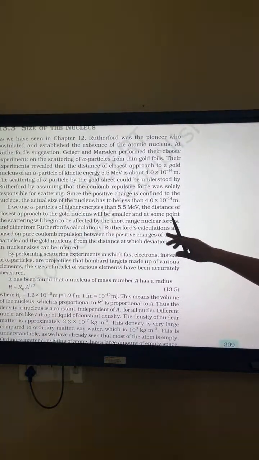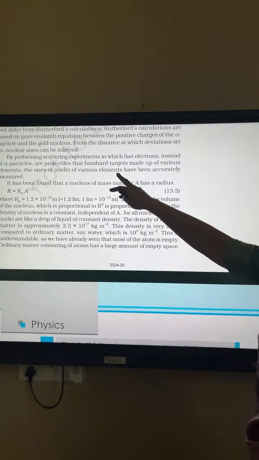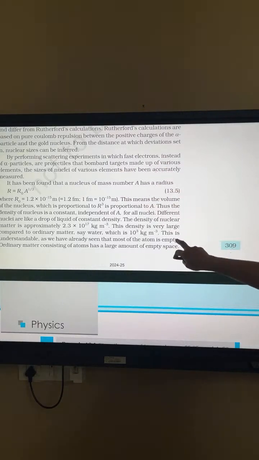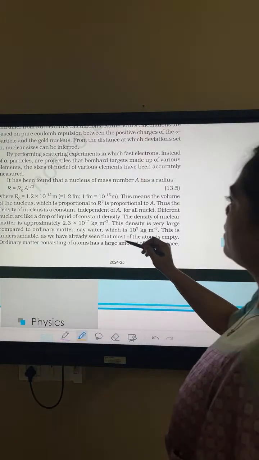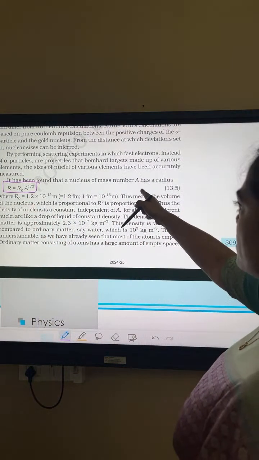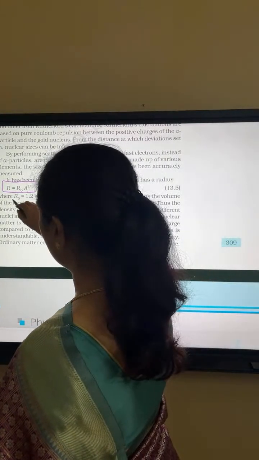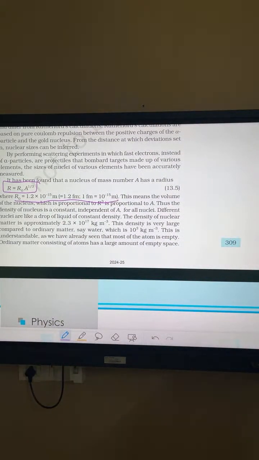So size of the nucleus is demonstrated by this experiment. By performing the scattering experiments in which fast electrons instead of alpha particles are projectiles that bombard targets made up of various elements, the size of nucleus of various elements have been accurately measured, and this is the size of the nuclei, radius. It has been found that a nucleus of mass number A has a radius R equals R0 A to the power 1 by 3. R0 is nothing but 1.2 into 10 to the power of minus 15 meter. You know that 10 to the power minus 15 means Fermi meter, right?